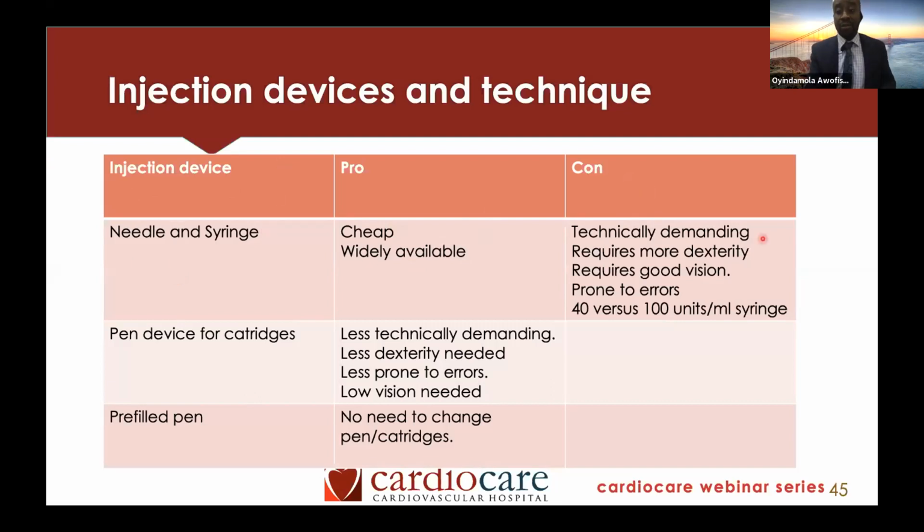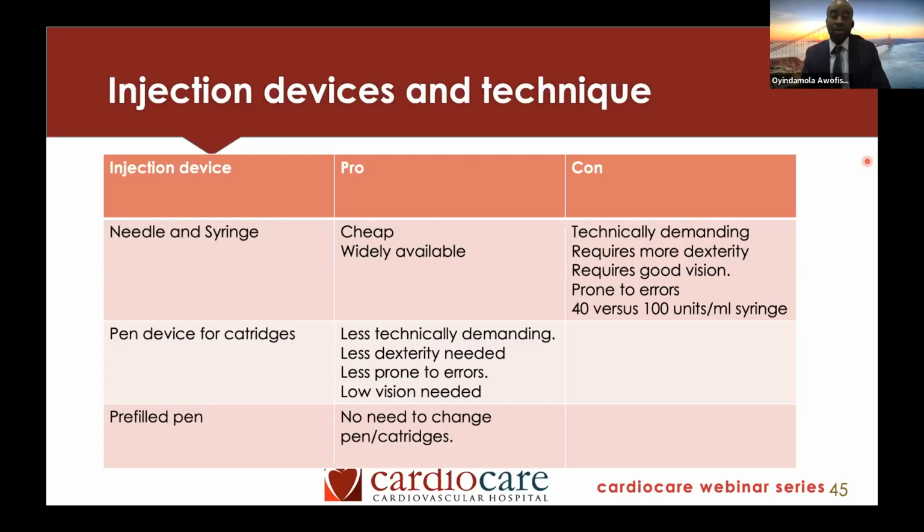Sadly, it's more technically demanding. You have to know how to withdraw. You have to really know how to inject and hold the syringe and needle the way a doctor or a nurse should hold the syringe and needle. And oftentimes, when you tell the patient that you want to start them on insulin, that's what comes to their mind. They think of the syringe and needle. They think, I'm not a healthcare worker now, I cannot be injecting insulin myself, okay? And that's actually one of the barriers to people starting insulin, okay?